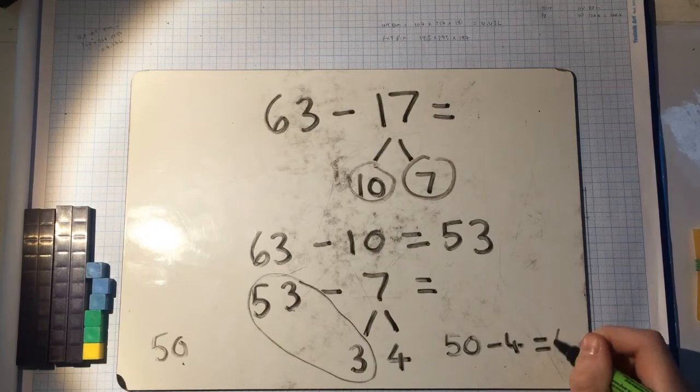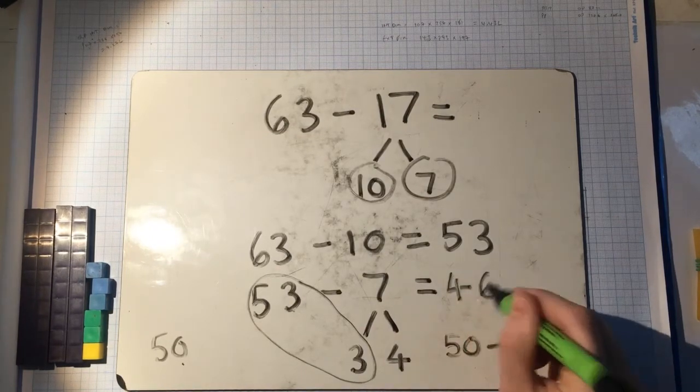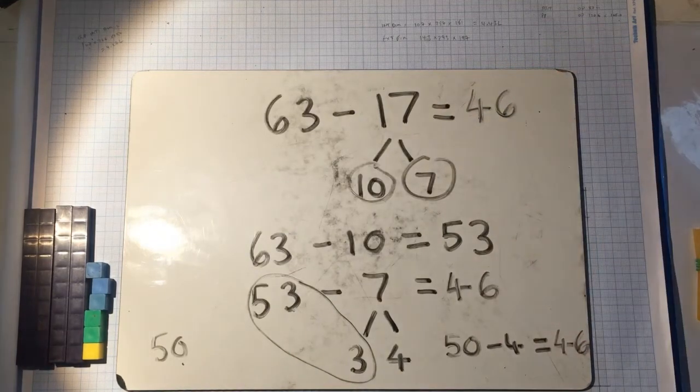To get 46. And so 63 subtract 17 is going to be equal to 46.